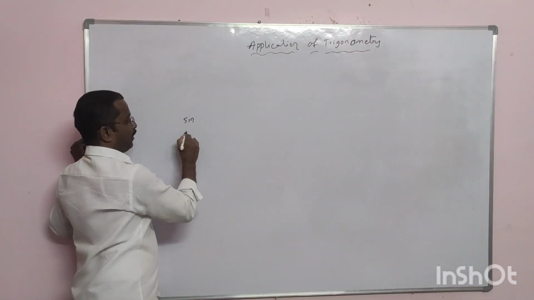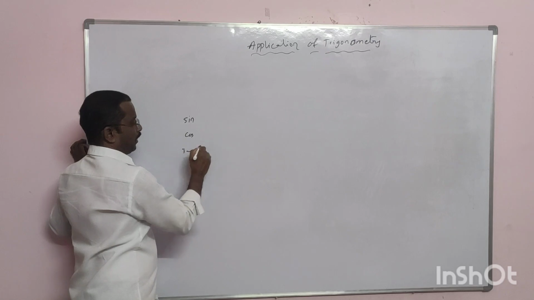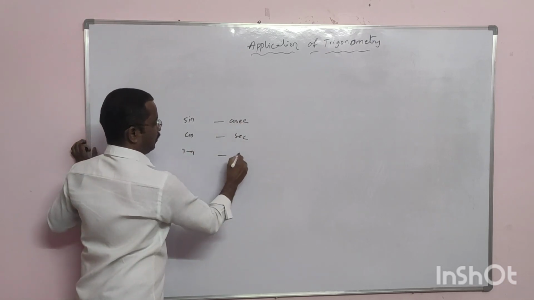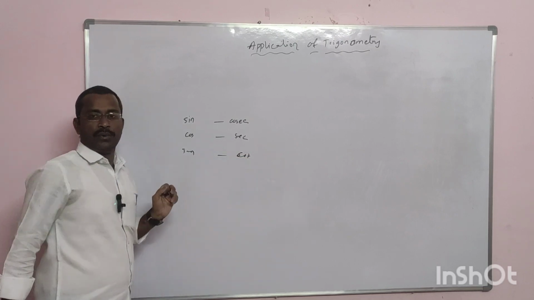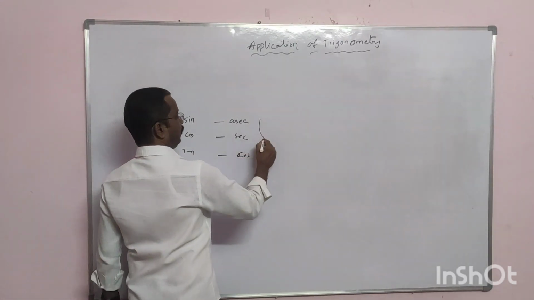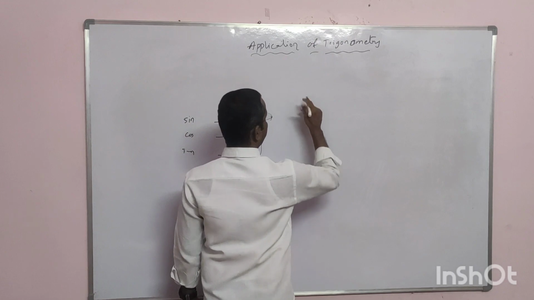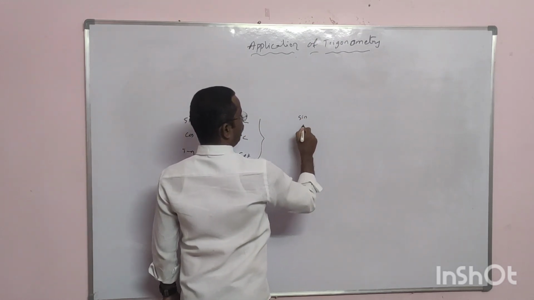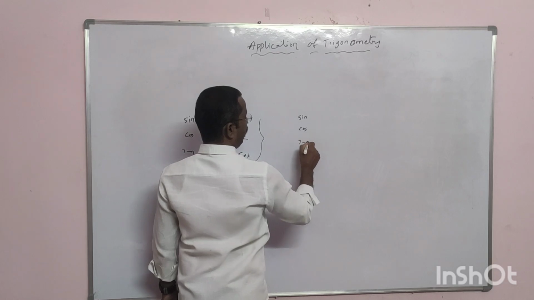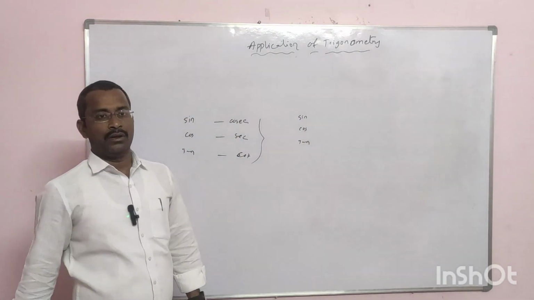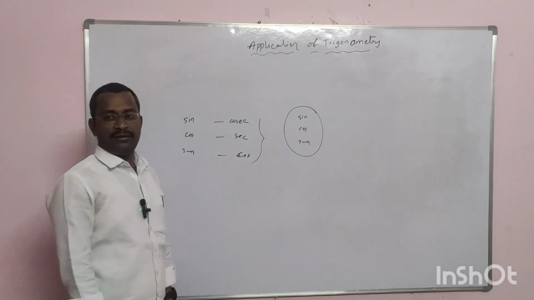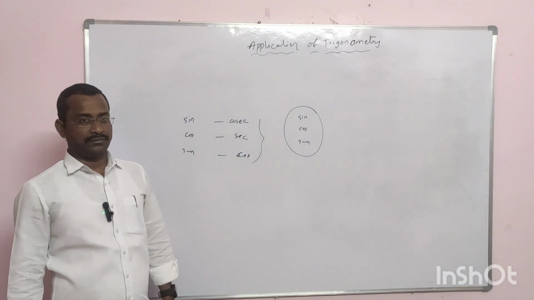Already we have the ratios in trigonometry: sine, cos, tan. The reciprocals are cosec, sec, and cot. By using the trigonometric ratios, we will be finding heights as well as distances, which is known as the application of trigonometry. Usually, you will be using sine, cos, or tan. By using these three ratios, you will be finding the heights and distances mentioned in the question.